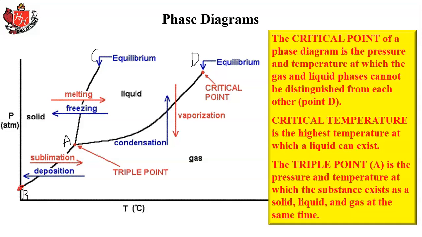The triple point is a pressure and temperature at which the substance exists as a solid, liquid, and gas at the same time. So if you see that point down there with the handwritten letter A, that's the triple point. And if you're right on that point, you're kind of right in the middle ground between solid, liquid, and gas. So if you move even just a little bit in any one of those directions, a little bit to the left, it becomes a solid. A little bit up, it becomes a liquid. A little bit down, it becomes a gas. So it's a temperature and pressure where effectively you have all three at the same time.